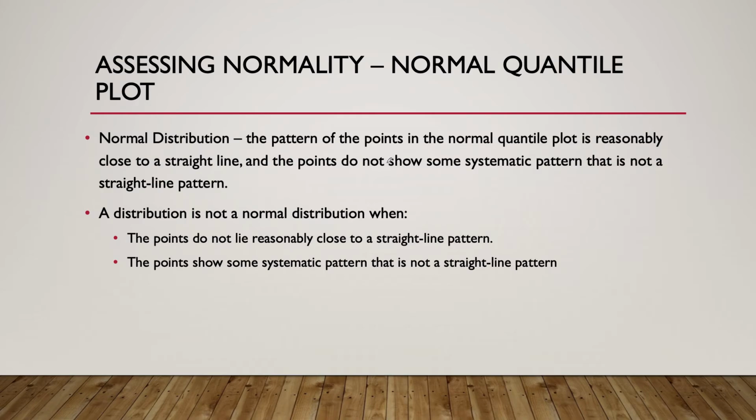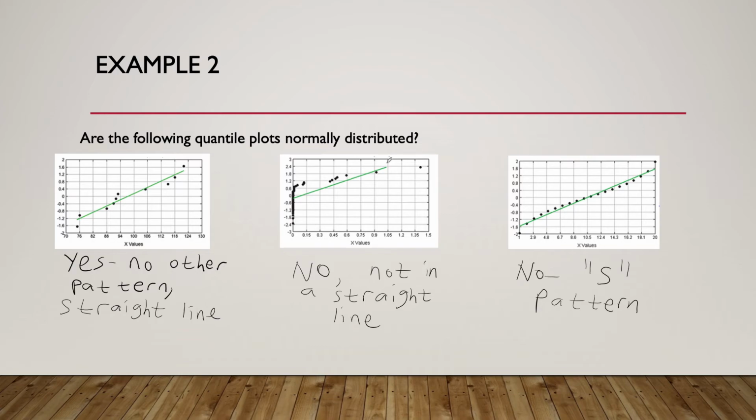So a distribution is not normal when the points do not lie reasonably close to a straight line pattern, and the points show some systematic pattern that is not a straight line pattern. So for example, we want to know, are these quantile plots normally distributed? This one's a yes. Mind you, we do have some points outside of this overall trend inside of a line. But notice how all those points, they are pretty close to where this line here is. And they do increase just like the straight line would. So since there's no other pattern, and it does increase in the same fashion, this is normally distributed.